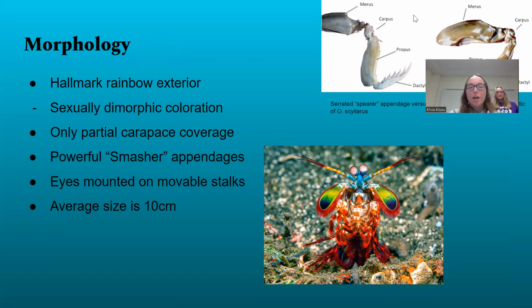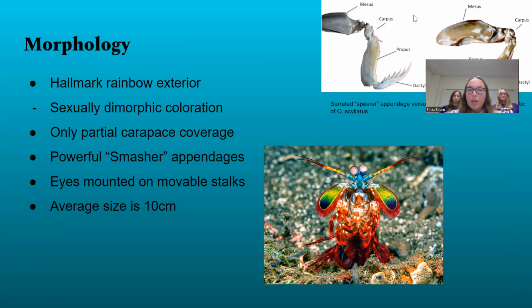Okay, to talk about morphology, the peacock mantis shrimp is named for its colorful rainbow exterior, which helps differentiate it from other mantis shrimp. The sexually dimorphic coloration is in males, and this helps them in mating. The carapace is this hard, thick shell that covers crustaceans and some other species, such as turtles. This carapace covers only the rear part of the head and the first 4 segments of the thorax.